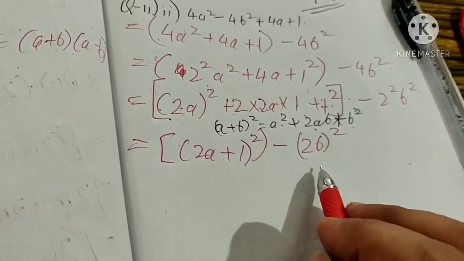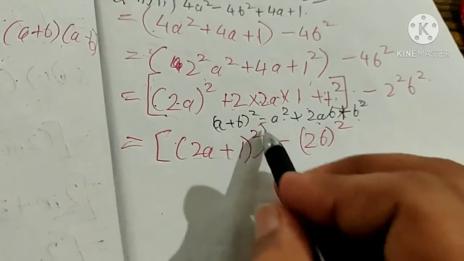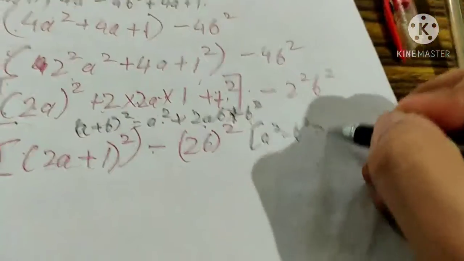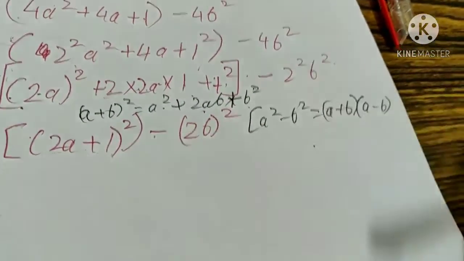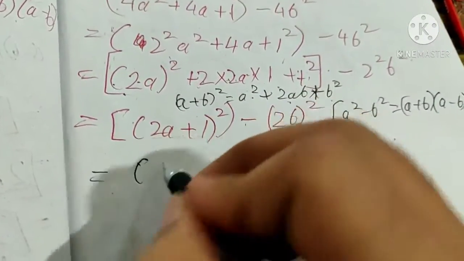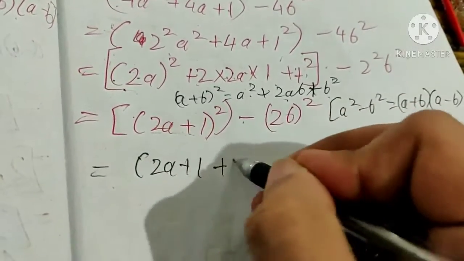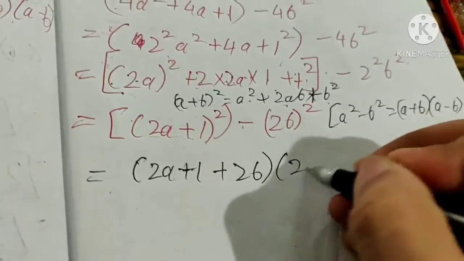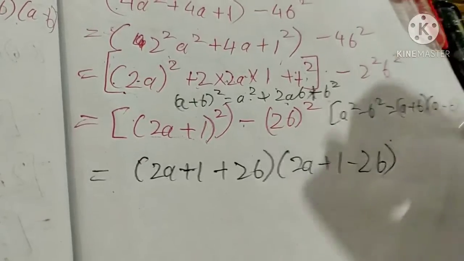Now again if we see, this is first term and this is second term. First term square minus second term square, it is a form of a square minus b square, that is a plus b into a minus b. Okay, means a is 2a plus 1 plus 2b, 2a plus 1 minus 2b. So this is our answer here.